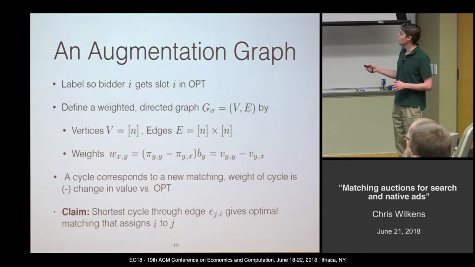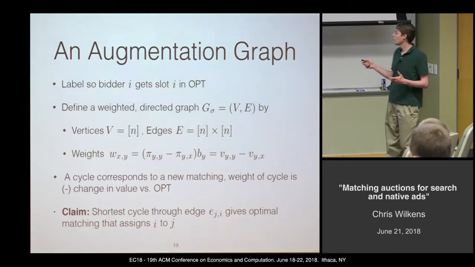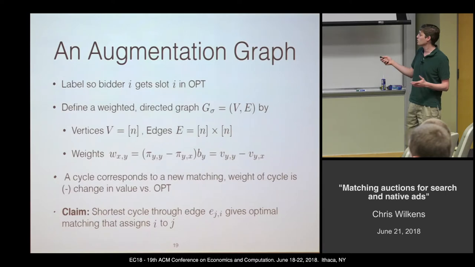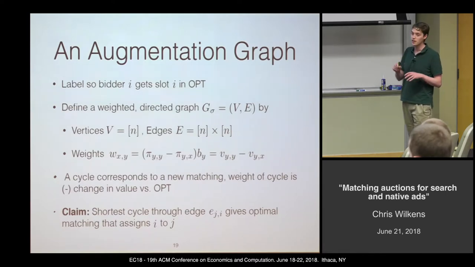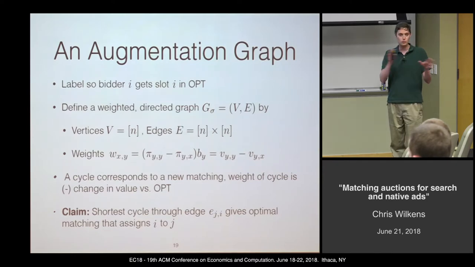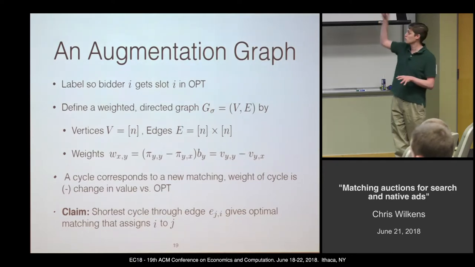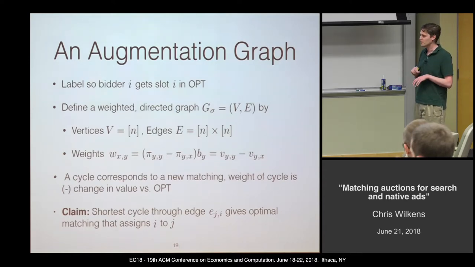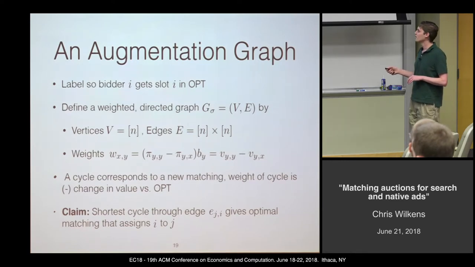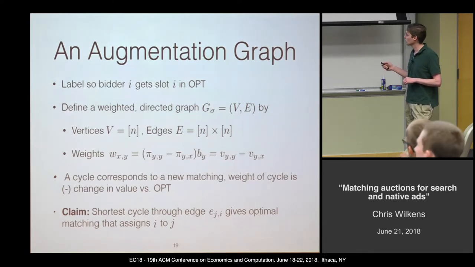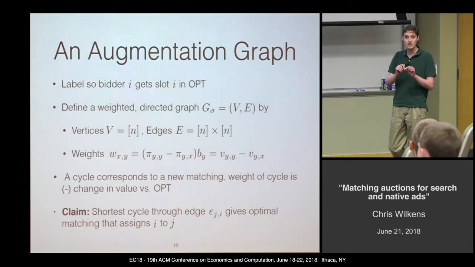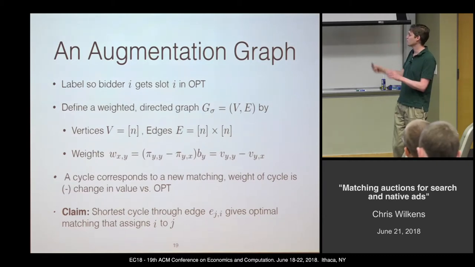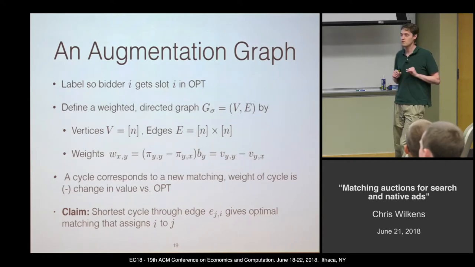If I have this graph, I can then look at a cycle. A cycle in this graph is going to correspond to reassigning a bunch of ads. It's going to be an augmentation. It's going to be a new matching. And the weight of the cycle is actually going to be the negative change in value relative to the original matching, which was the optimal matching. I want the negative change so that I can compute shortest paths, not longest paths. So then I claim, and I won't prove it, but it's not too difficult, that the shortest cycle through edge ji will give me this particular best matching that I cared about. I cared about the best matching that assigns i to j. I can find it by taking edge ji and the shortest path through this graph.